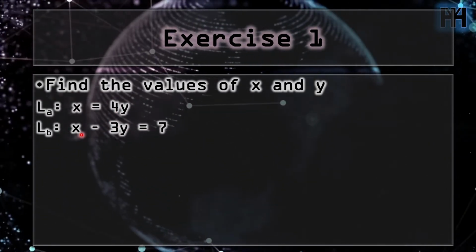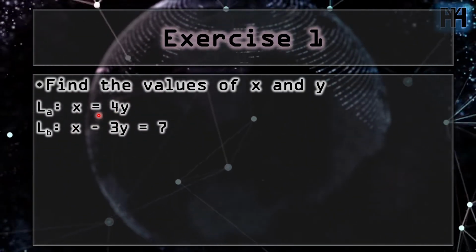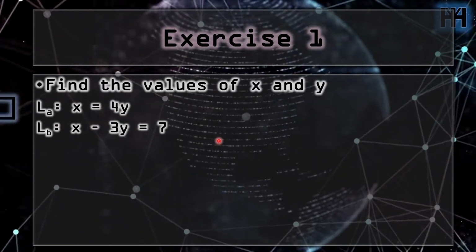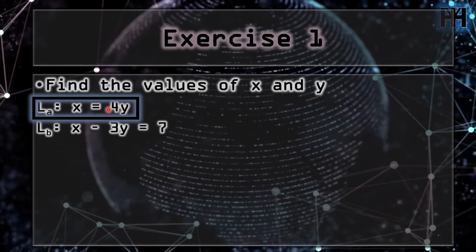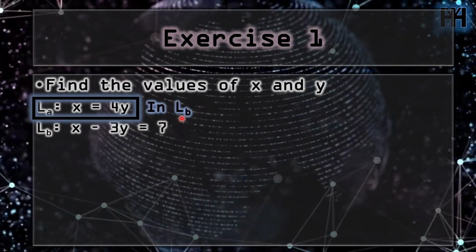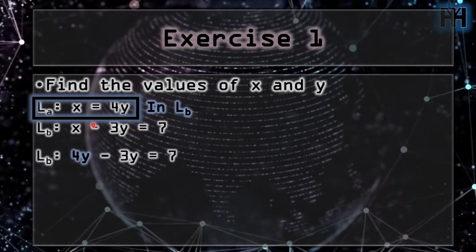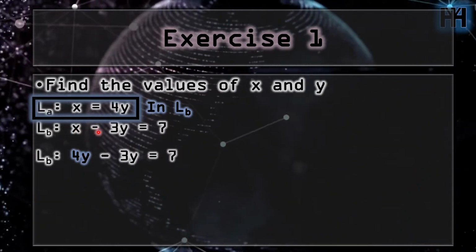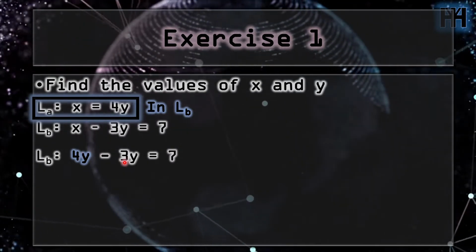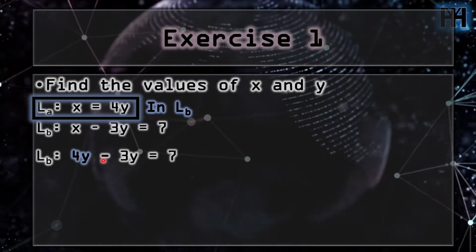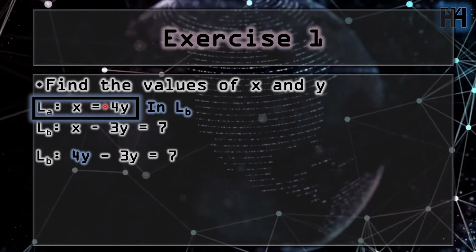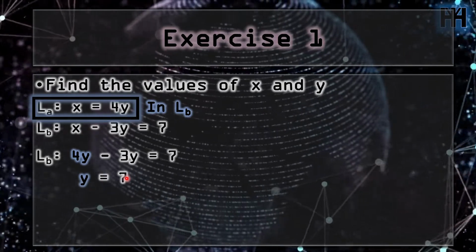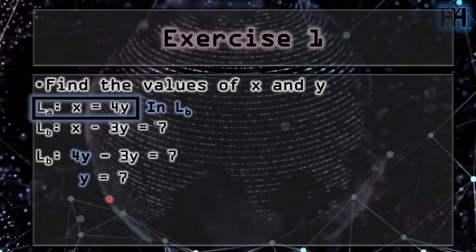As an example here, we have x equal to 4y. So we can use this in the other equation, LB. We remove x and put the 4y. So instead of x minus 3y, we have 4y minus 3y equals 7. We substituted the value of x, which is 4y. So 4y minus 3y will be y equals 7. So y is equal to 7.